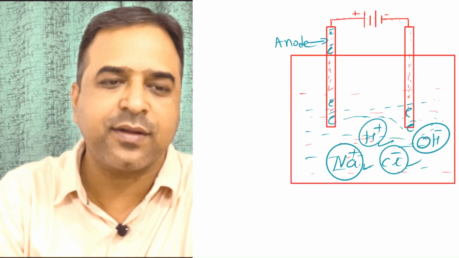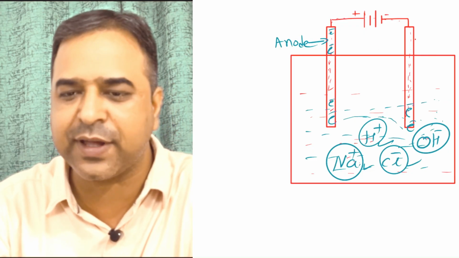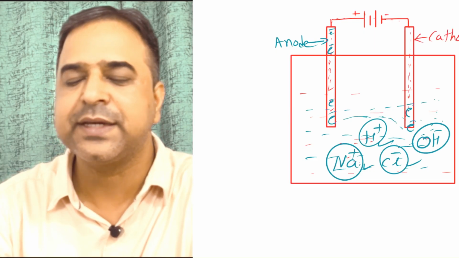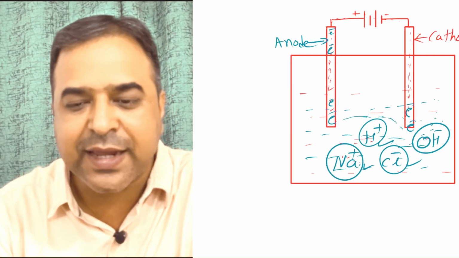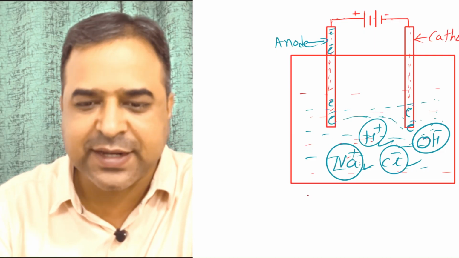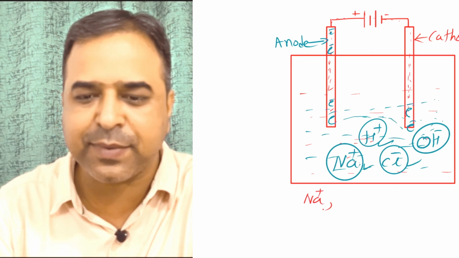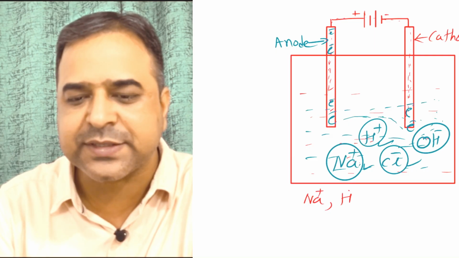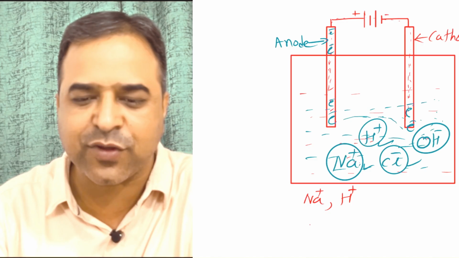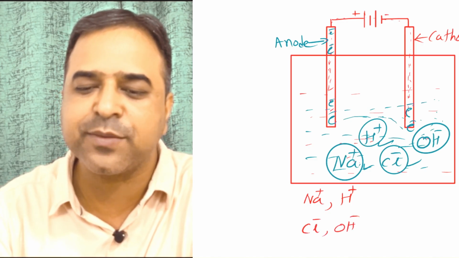Here, just for your information, I will keep this one as anode and this is the cathode. So here in total, how many positive particles are there? You will say sodium ion Na+ and H+. Now, how many negative ions are there? So you will say Cl- and OH-.